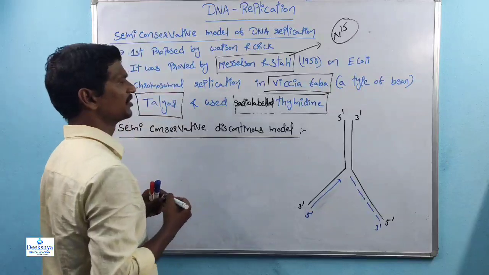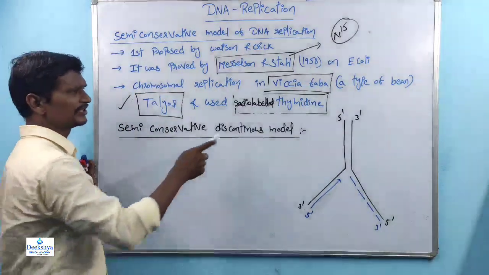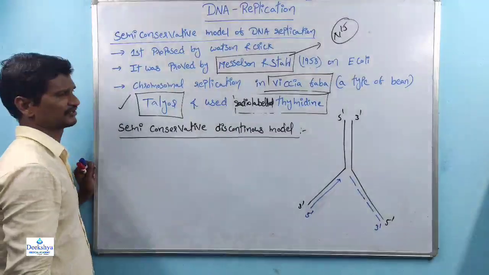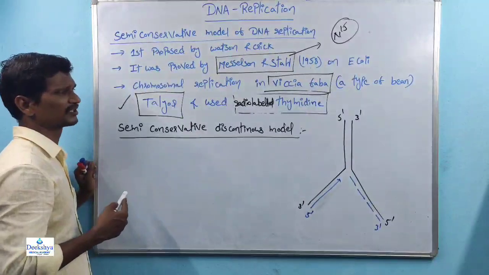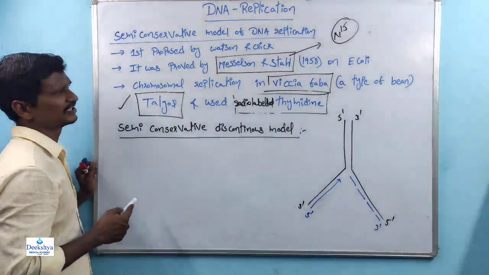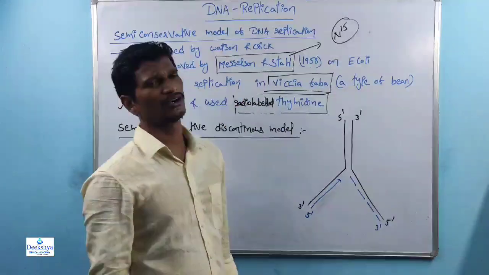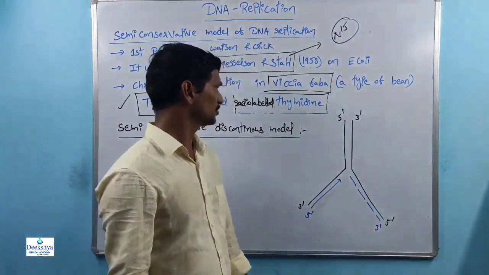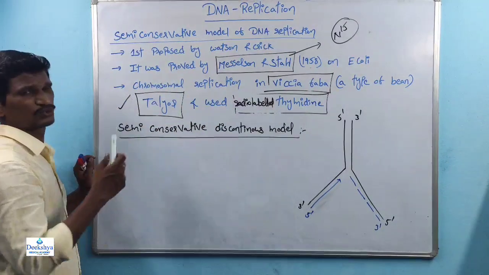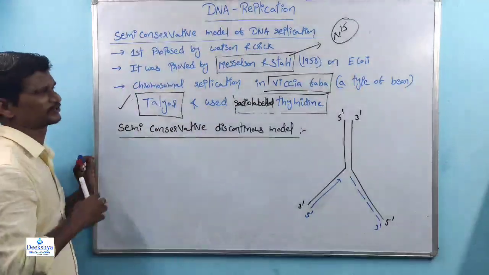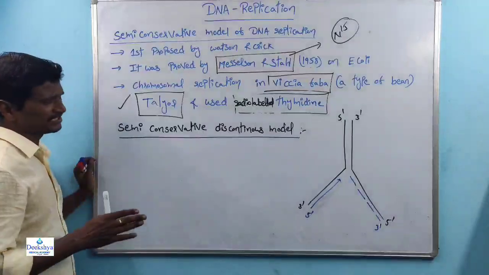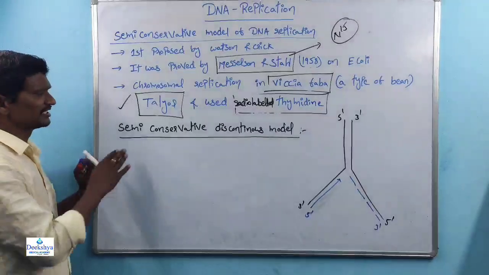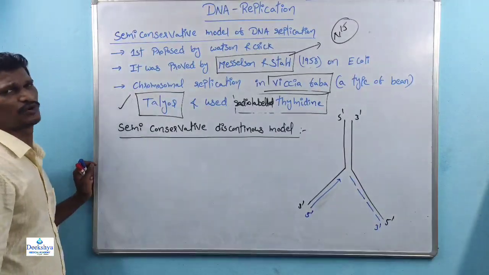Radio-labeled thymidine is used by the scientists, but Meselson and Stahl used heavy isotopes. So that is about the sources of the different experiments. And exactly, DNA replication is the semi-conservative, discontinuous model.